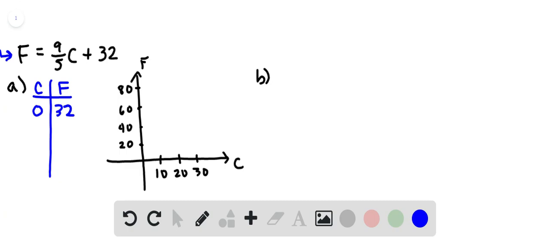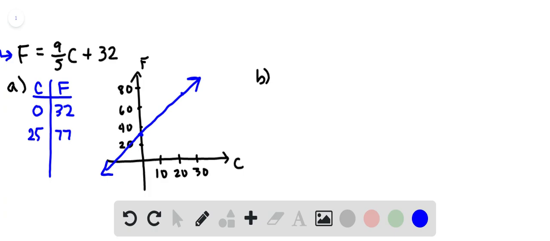And I'm going to choose a convenient number for C as a second point. I'm going to choose C equals 25 because it's easy to multiply by 9/5. And when we multiply 25 by 9/5, we get 45, plus 32 is 77. Okay, so we can plot these two points, (0, 32) and (25, 77). And then we can draw the line through these points. And that represents the relationship between the two temperature scales.